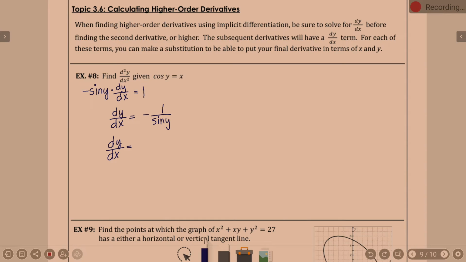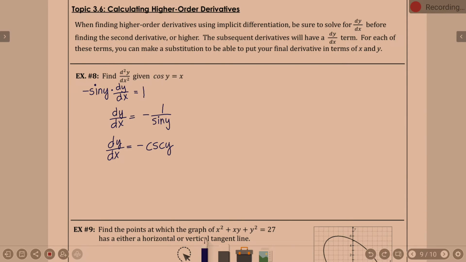Okay, both correct. So the direction I'm going with is we don't typically leave a trig function in the denominator unless we have to. So sine in the denominator is equivalent to what trig function in the numerator? In other words, sine is the reciprocal of cosecant. So this is the same as saying negative cosecant of y. Are we there? Yes. That's our first derivative.